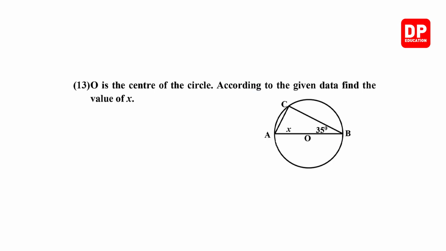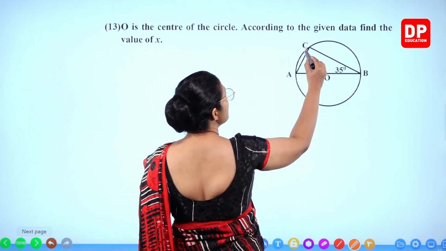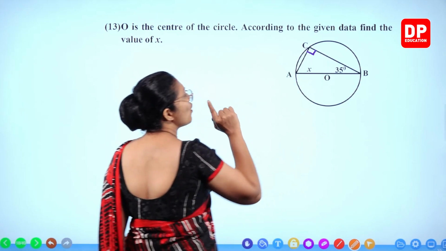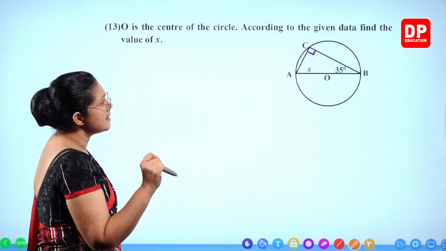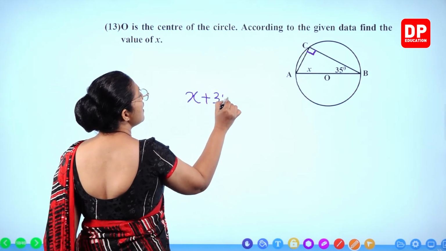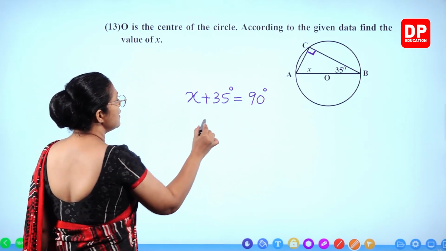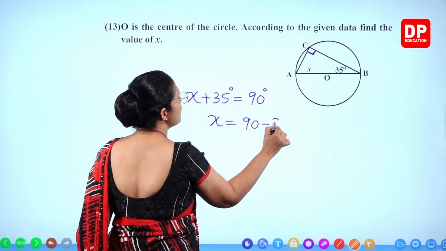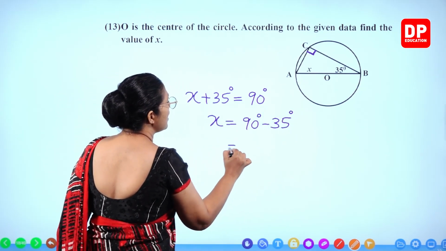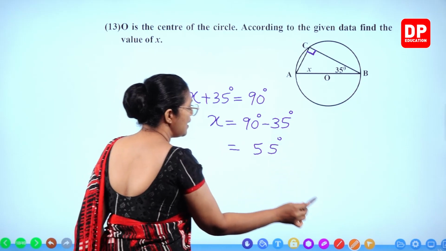Question number 13. O is the center of the circle. According to the given data, find the value of x. So O is the center means AB is the diameter. If this is the diameter, what is this angle? This is 90 degrees because semicircle angles are 90 degrees. Then you can find out x. x plus 35 should be 90 because sum of angles in a triangle is 180. So x becomes 90 minus 35. That means you get 5, 1 remaining, 4, 5. 55 is the x value.